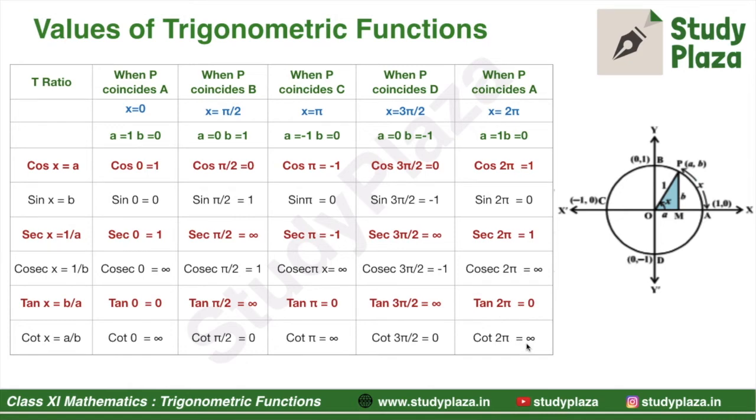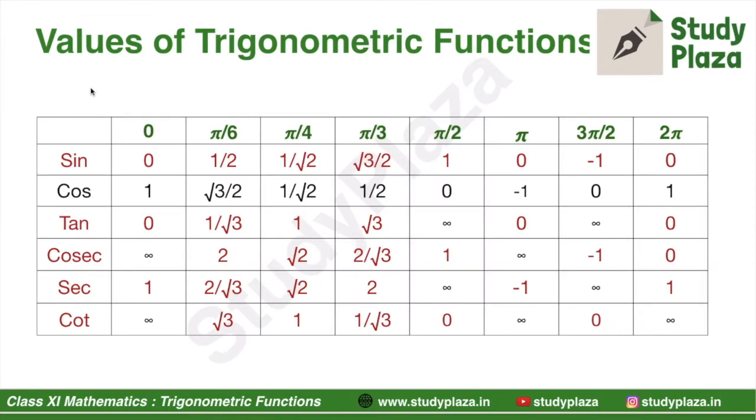Hope you have understood this concept nicely and clearly. Let us now understand how these values repeat themselves. You can see from the table that sine and cos repeat themselves after an interval of 2 pi. That is, sine 0 and cos 0 have the same values as sine 2 pi and cos 2 pi. That is, sine 0 and sine 2 pi are equal to 0. Similarly, cos 0 and cos 2 pi are equal to 1.